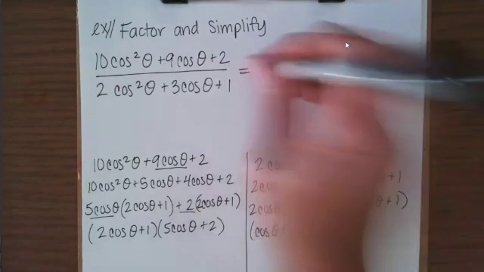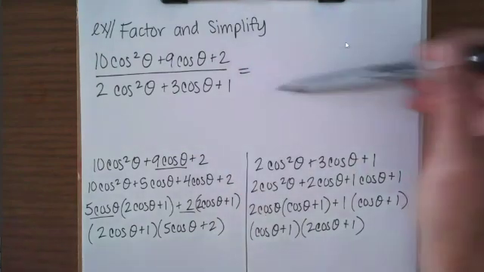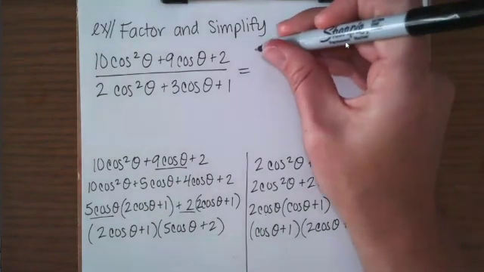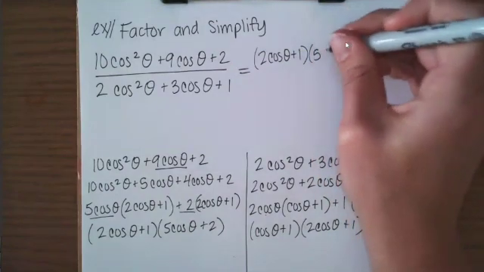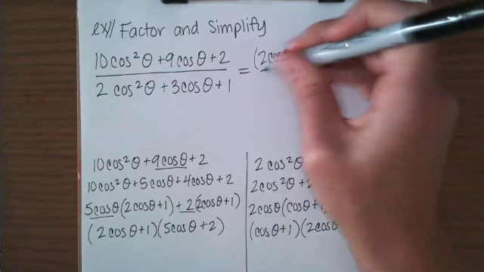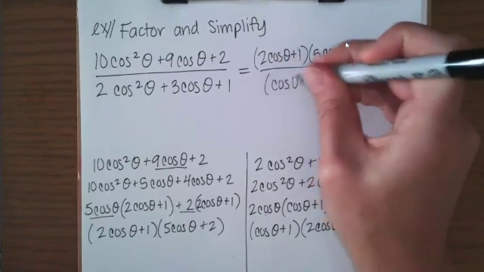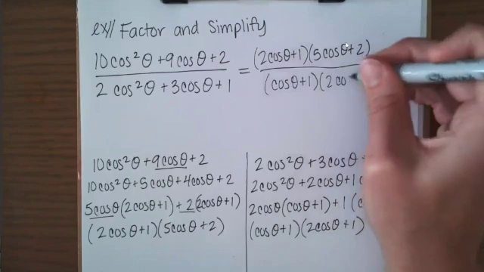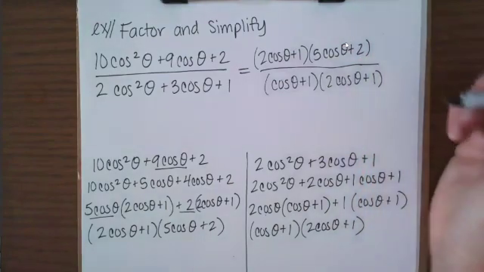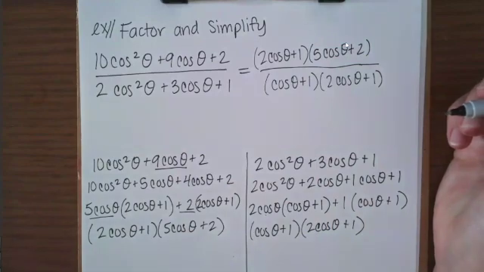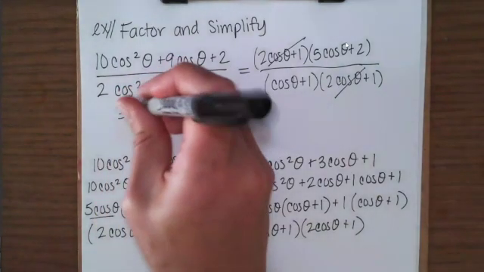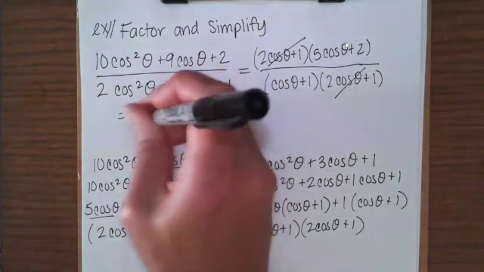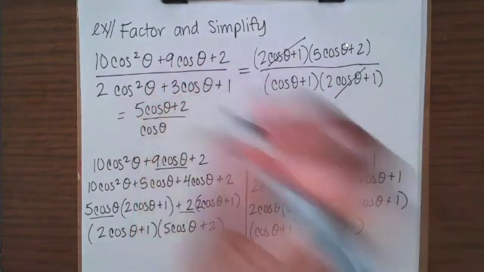Okay, so that was our first step, factor. Our next step is to simplify. So what I want to do is write the factorizations up here, and then we'll cancel out any common factors. So we got 2 cosine of theta plus 1 and 5 cosine of theta plus 2 over cosine of theta plus 1 times 2 cosine of theta plus 1. All right, these two factors are in common between the numerator and denominator, so we'll cancel those out. So our final answer here is going to be 5 cosine of theta plus 2 over cosine of theta plus 1.